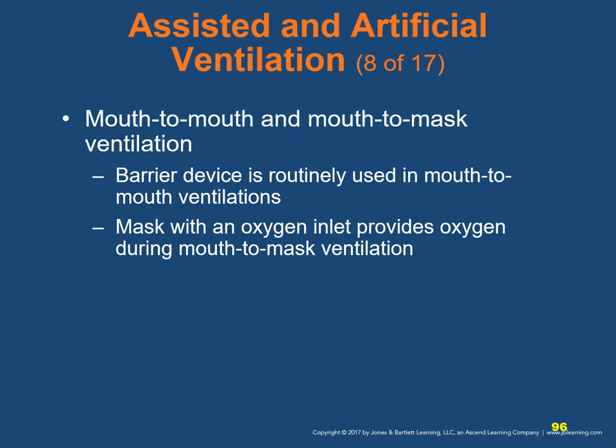A mask with an oxygen inlet provides oxygen during mouth-to-mask ventilation. This supplements the air supplied by your lungs, which is approximately 16% oxygen every time you exhale. With the mouth-to-mask system, patients get the benefit of significant oxygen enrichment. This system frees both of the EMT's hands to help keep the airway open and provides a better seal between the mask and face. To provide mouth-to-mask ventilation, you'll practice this in Skill 10-8.